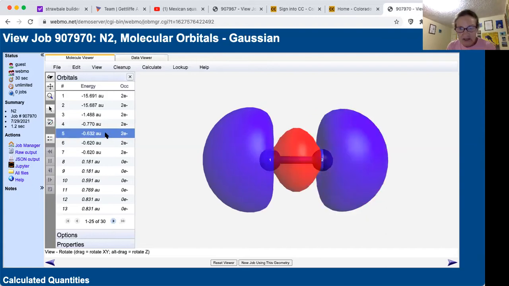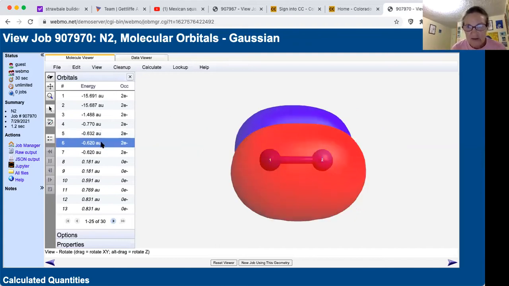Come up a little bit higher at negative 0.632. And that also has circular symmetry or shape when you cut it across the bond axis. There's no node between the nuclei, so that's a 2 sigma. You could think of that as being a result of the overlap of 2 p orbitals head on head, and it's occupied with 2.